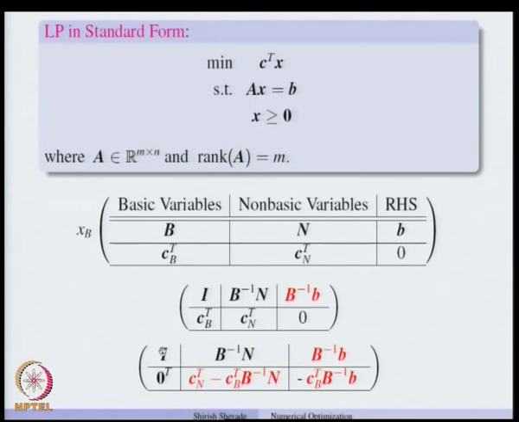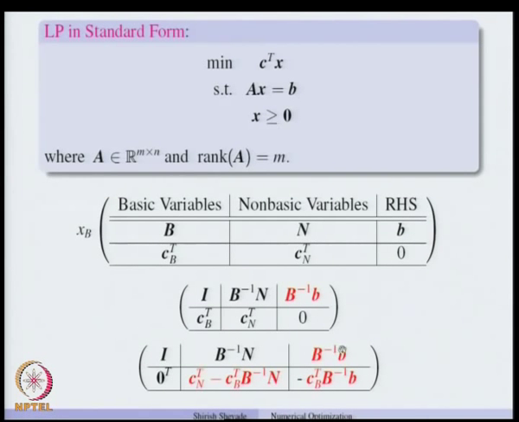Now, this 0 denotes the relative cost factors of the basic variables. Remember that the first m columns here are associated with basic variables. So, the relative cost factors of basic variables are 0. The relative cost factors of non-basic variables are Cn transpose minus Cb transpose B inverse n. And the last entry in this matrix is minus Cb transpose B inverse b. From this last entry, we can easily find Cb transpose B inverse b, which is basically the negative of the entry in this particular row and column, and that gives us the current objective function value.